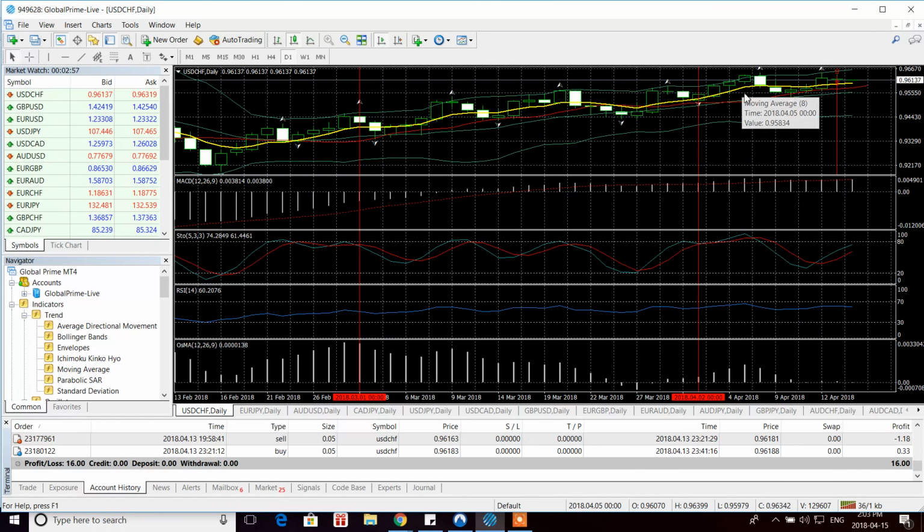So this red one is the 10 and the 8 is the yellow. So that's the two that she uses. I'll go into this in more detail in the future. I'm just going to show you quickly what she does.